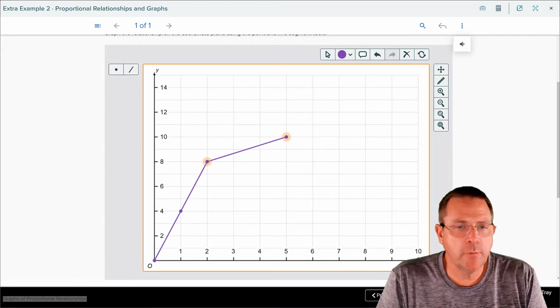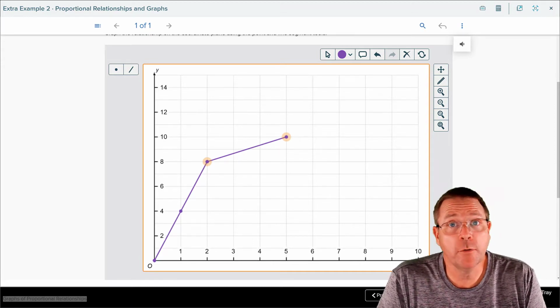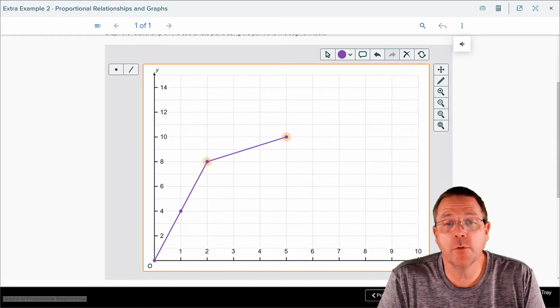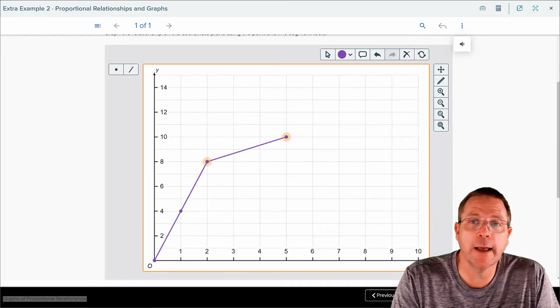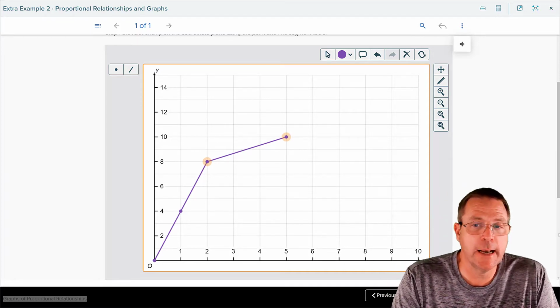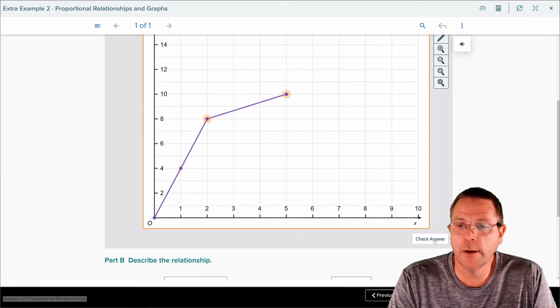When I made my graph, it ended up looking like that. It started off beautiful for a proportion. The first 2 points gave me a straight line that went through the origin, but then we made that hard right turn there so that the entire data set does not produce a straight line. Since it does not produce a straight line, let's check our answer.